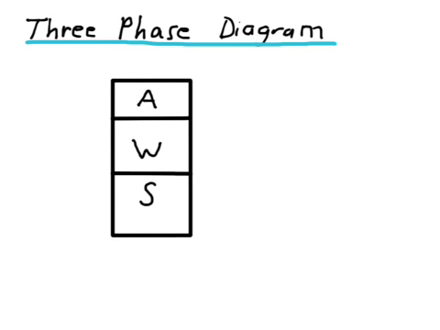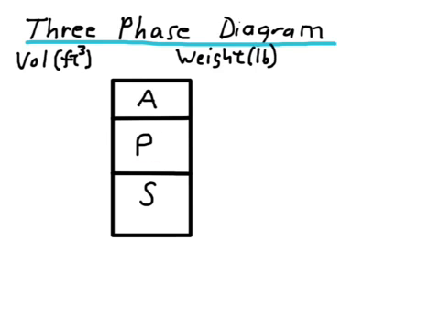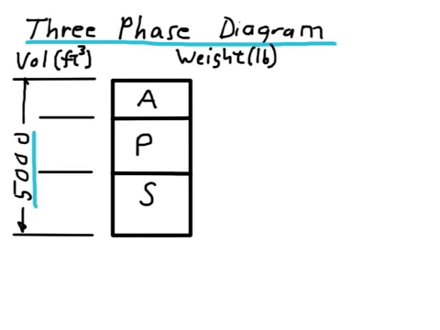So here's a typical three-phase diagram with soil, water, and air. But I'm going to scratch out the water part and enter P for petroleum, since that's what we have as a pore fluid. And I'll put volume on the left in cubic feet and weight on the right in pounds. Well, we know the total volume that was specified in the problem statement is 5,000 cubic feet. So we'll put that in for the total volume.